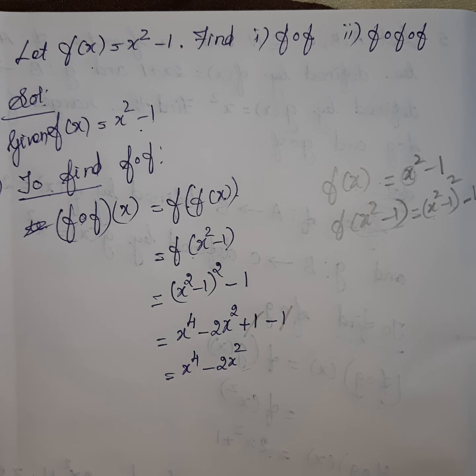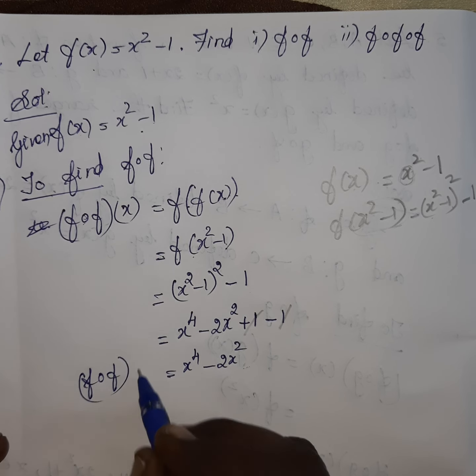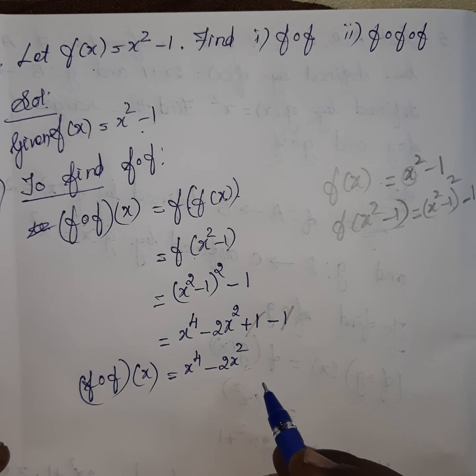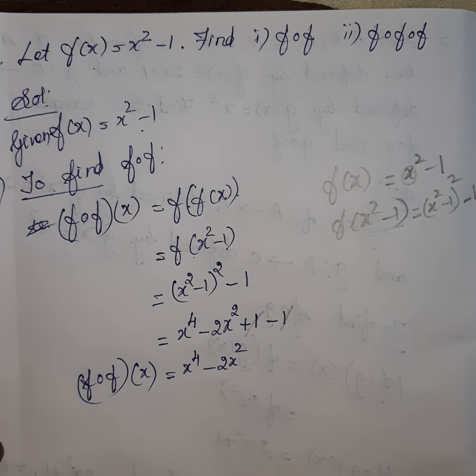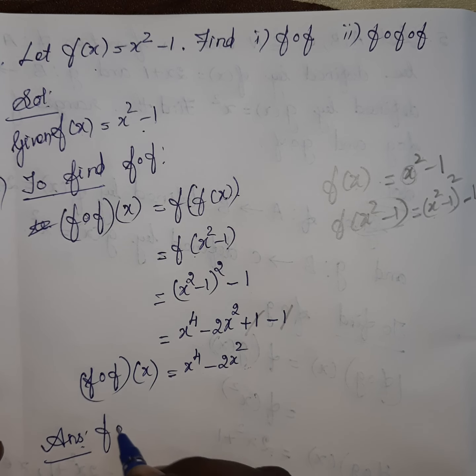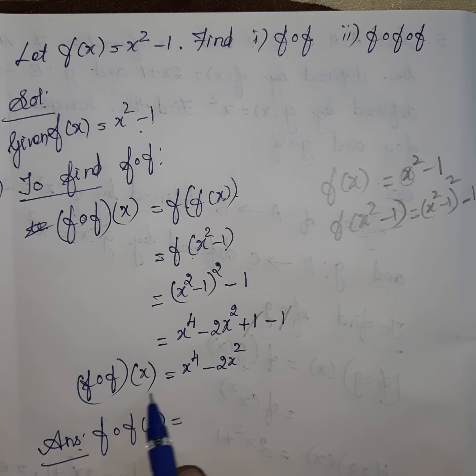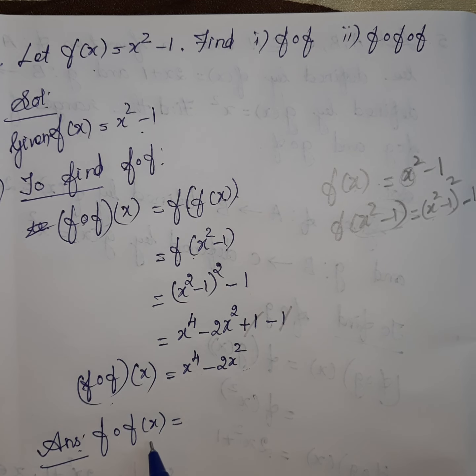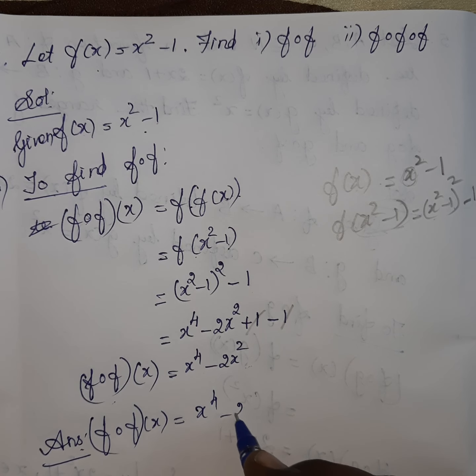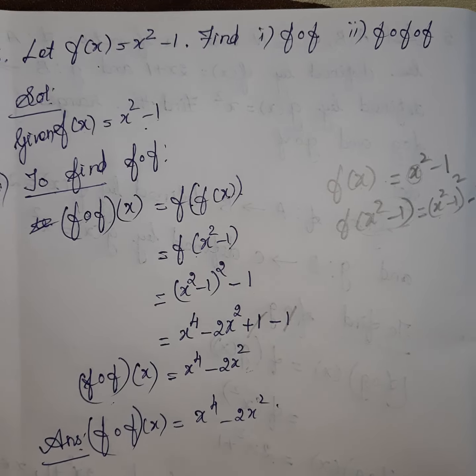Are you clear? So you are getting this f composite f of x is equal to x power 4 minus 2x square. Okay, that is the first one answer. F composite f of x is equal to, whenever you write the functional value, this value in x, you have to write in x. Okay, x power 4 minus 2x square. It is the first one answer. Like this you can find out the second one.